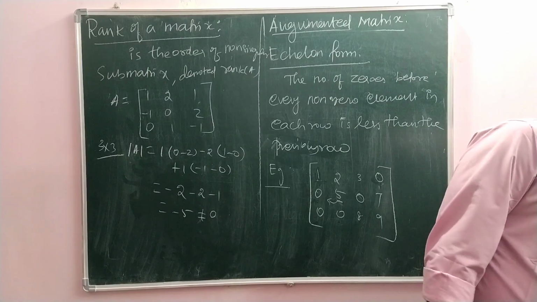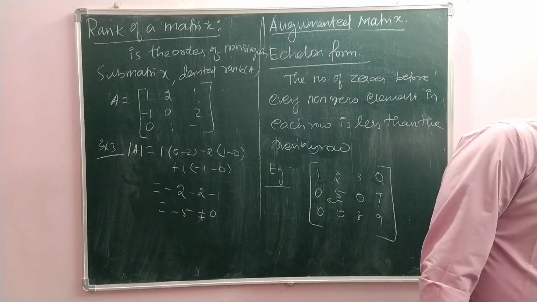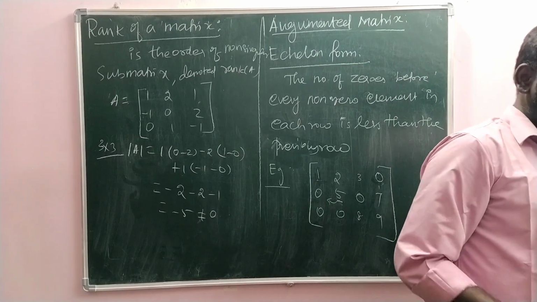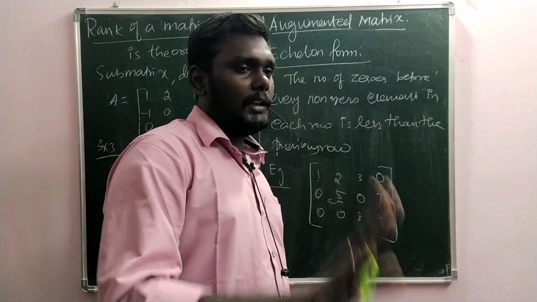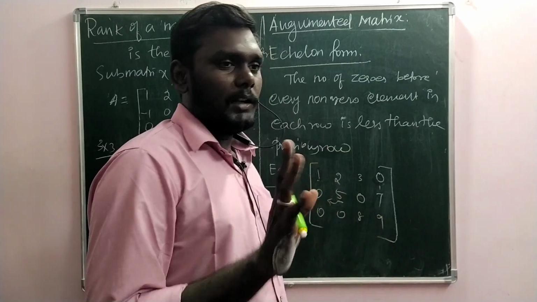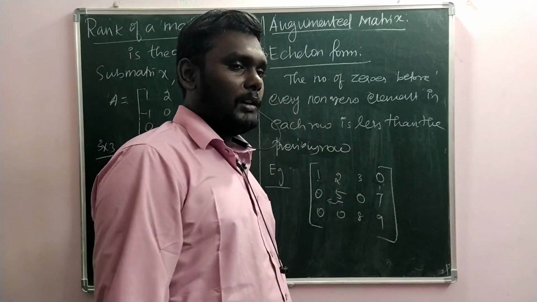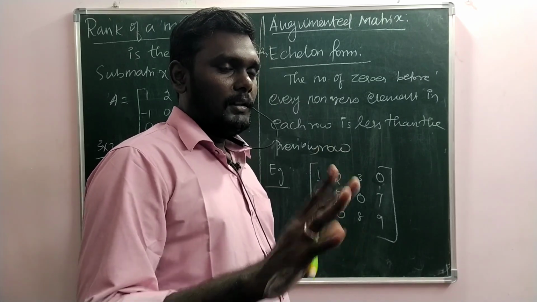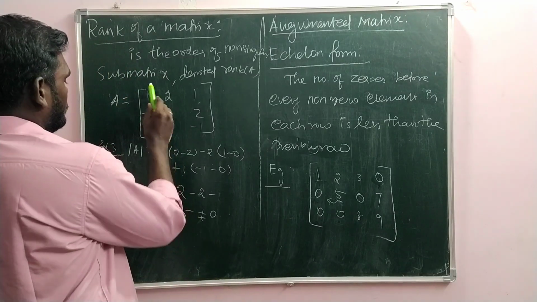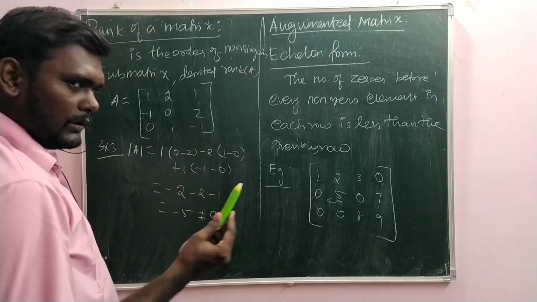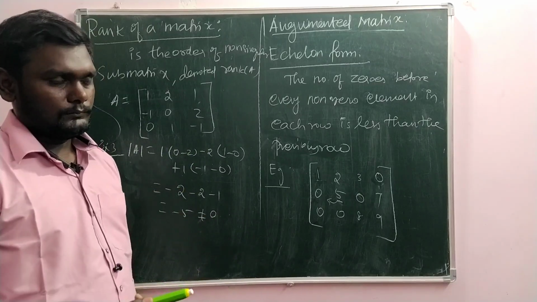Now 2 by 2: if the 3 by 3 determinant becomes 0, we take the 2 by 2 submatrices. All of them should have determinant equal to 0. If at least one is not equal to 0, that is, at least one is non-singular, then we define the rank as 2. But if all the 2 by 2 determinants become 0, we go for 1 by 1. So it is not possible that... if one is non-singular, we say the rank is 2. Okay.